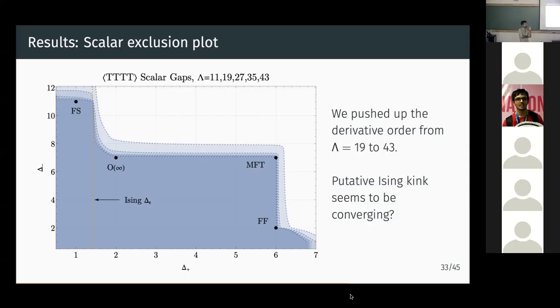I would say this is as much as anything like a numerical quirk as well, because we work with unit normalized stress tensors. What that means is that in the central charge going to infinity limit, the OPE coefficient with the stress tensor goes to 0. So it's a little bit of a pathological solution. I wouldn't take it too seriously.